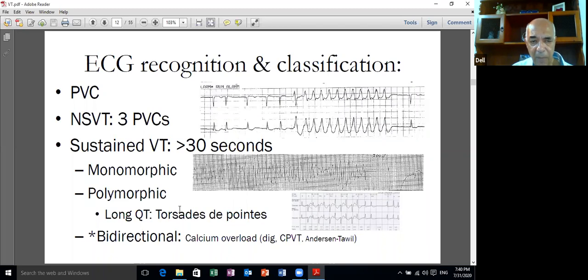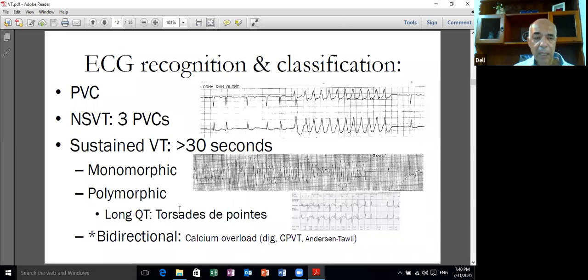Either it is of the same morphology, monomorphic, and this is usually scar-related, or it is ischemia-related polymorphic, particularly in conditions of the channelopathies, or it is bidirectional, and this is characteristic of calcium overload, essentially digitalis toxicity, catecholaminergic polymorphic ventricular tachycardia, or long QT7 or long QT4. Long QT7 previously was called Andersen-Tawil syndrome. Now this is usually considered as a special entity away from the long QT syndromes.